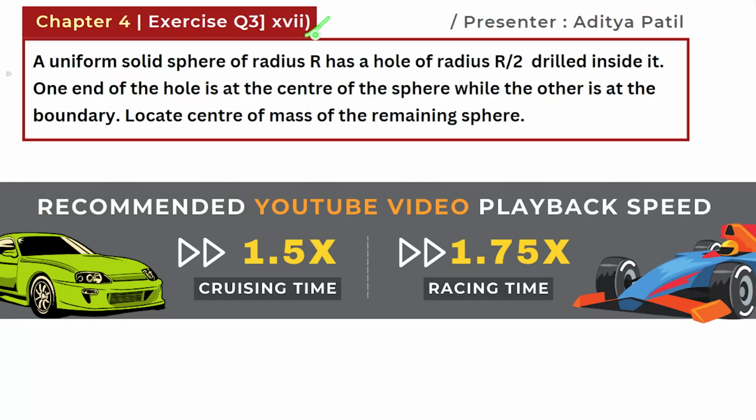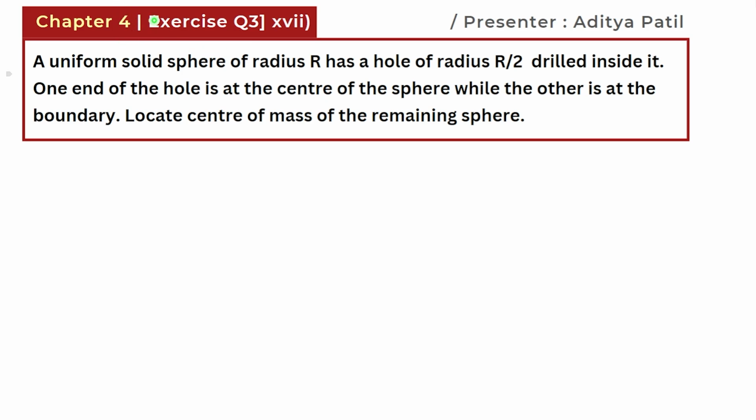Hi, in this video, we are discussing the 17th numerical from the exercise for the chapter Laws of Motion, which is also the fourth chapter for the 11th standard physics. Now, let me tell you, this particular question is a fun one because we'll be dealing with some concepts of center of masses. सबसे पहले हमें question में दिया गया है, we have a uniform solid sphere of radius r.